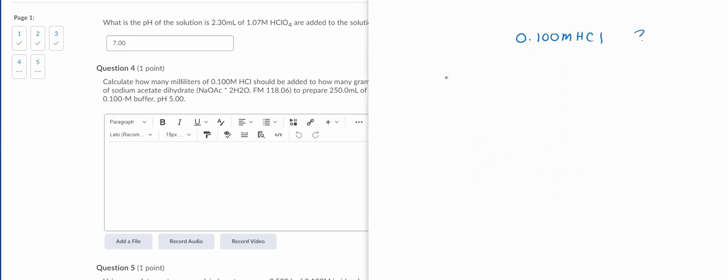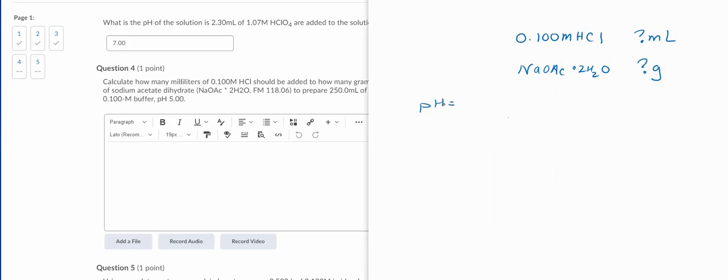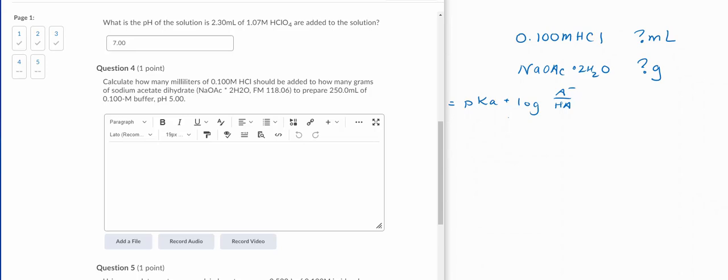So I need a volume of HCl, and I need a mass in grams of sodium acetate dihydrate, so NaOAc·2H2O, to prepare 25 milliliters of a 0.1 molar buffer at a pH of 5. Well, again, Henderson-Hasselbalch is going to come into play here. So we're going to have our A- and our HA. Now sodium acetate is the conjugate base of acetic acid.